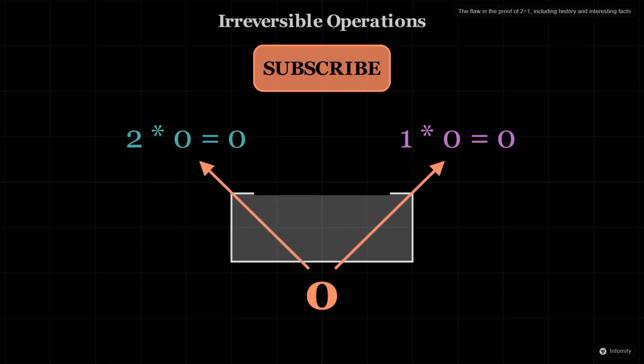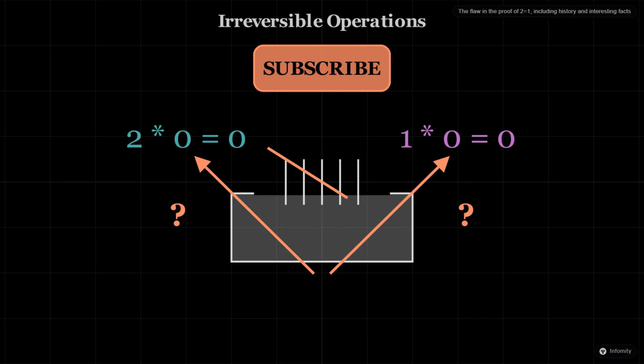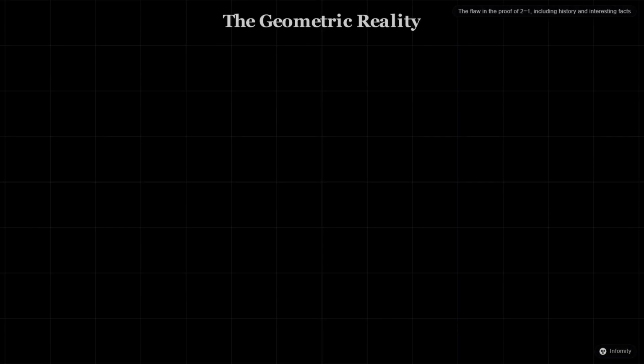Division is supposed to be the exact reverse process, but you cannot unshred the confetti to prove that a $1 bill is equal to a $2 bill. Let us visualize this geometric reality to see the exact point of failure.